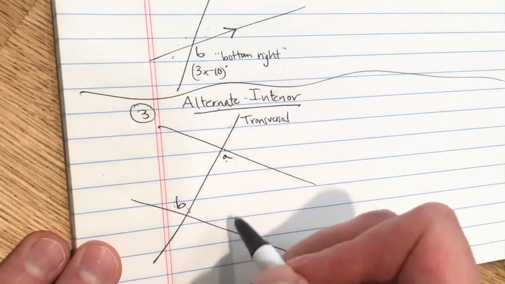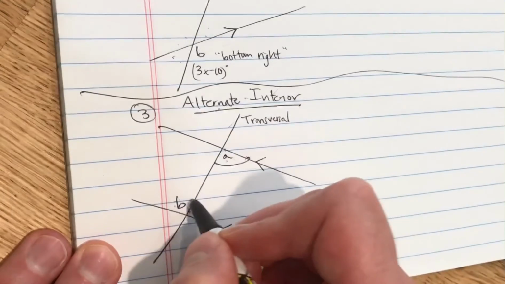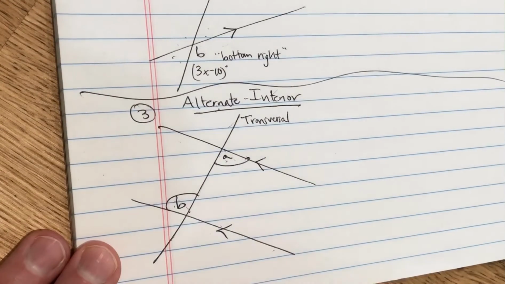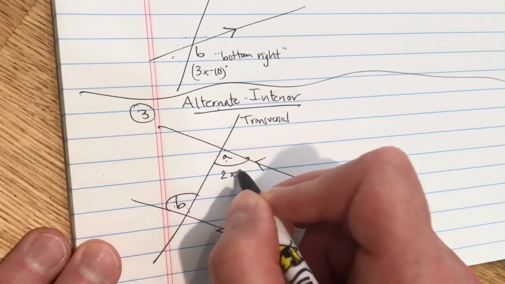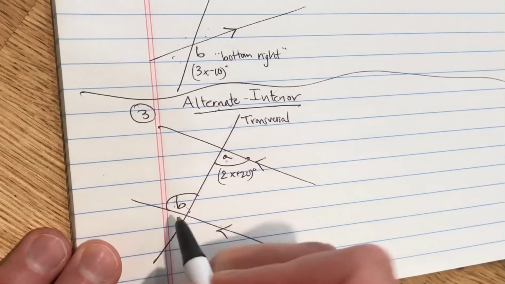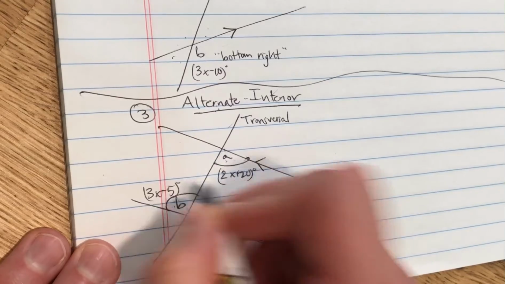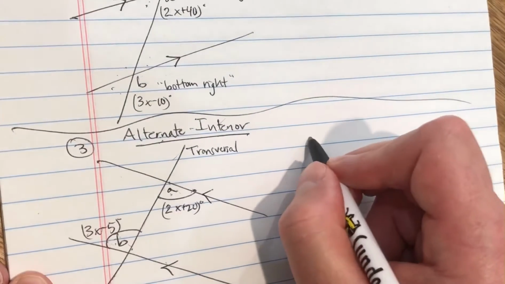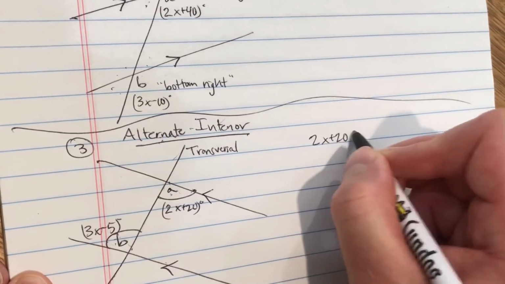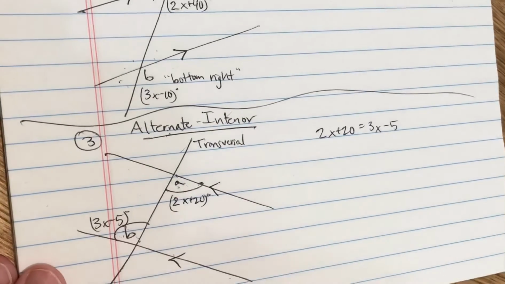Now, if these intersected segments are parallel to each other, then alternate interior angles are going to be congruent to each other. So if you had an algebraic expression for A that was 2x plus 20 degrees, and an algebraic expression for B that was 3x minus 5 degrees, well, if these angle measures are equal to each other, then the equation you could create is 2x plus 20 equals 3x minus 5. Solve the equation from there, and you can figure out each individual angle measure. Moving on.